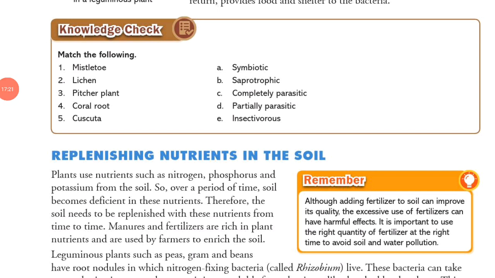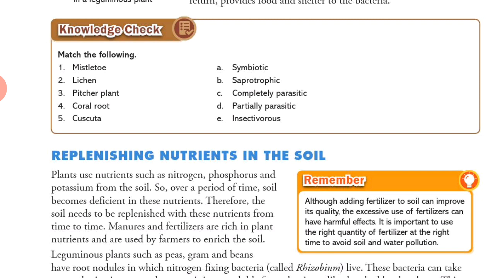Okay, dear students, let's match the following. Mistletoe will be a partial parasite, so first is matched with D. Lichen will be symbiotic, so second will be matched with A. Pitcher plant will be insectivorous, so third will be matched with E. And fourth, coral root will be saprophytic, so fourth will be matched with B. And now the cuscuta, it is a complete parasite, so fifth with C. Got it, dear students?